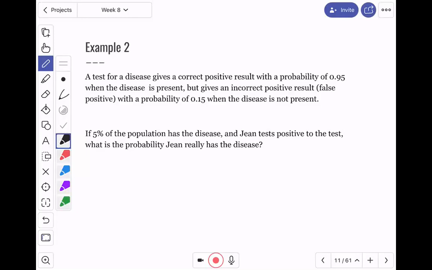So it says the test for a disease gives a correct positive result with a probability of 0.95, 95%, when the disease is present. It gives an incorrect positive result, a false positive, with a probability of 15% when the disease is not present. If 5% of the population has the disease and Gene tests positive for the test, what is the probability that Gene really has the disease?